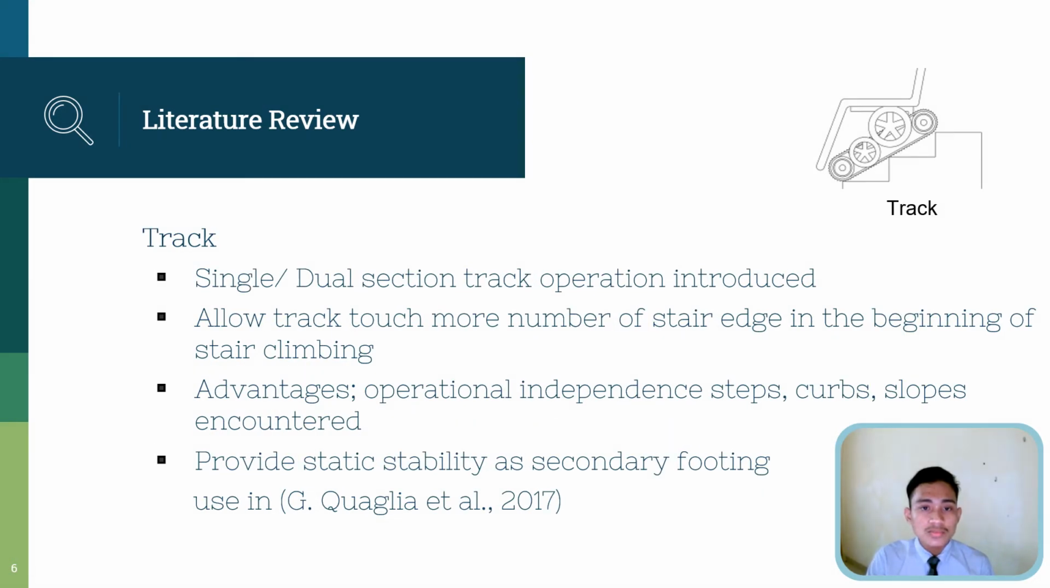The next system for stair climbing is the track. The single and dual section track operation was introduced in M. Jalon in Nagasaki, Japan. Dual section track is where two shorter track segments take the place of a single centrally pivoting track. This structure provides an adjustable rear wheel track that can adapt to different angles and dimensions of stairways.